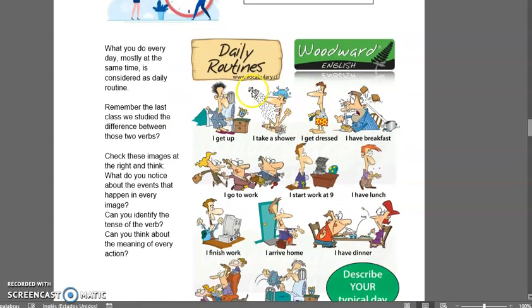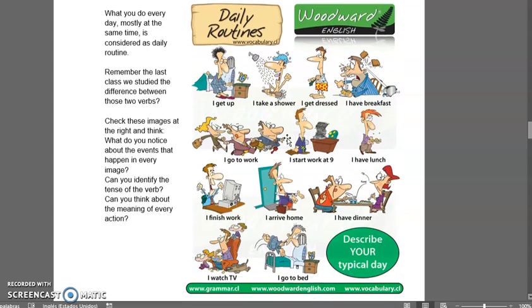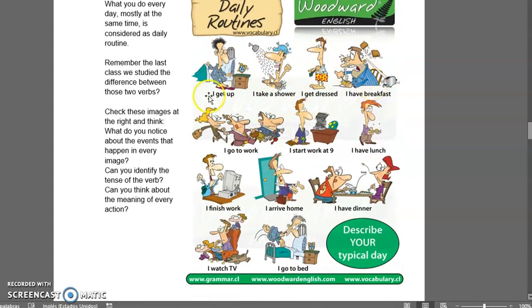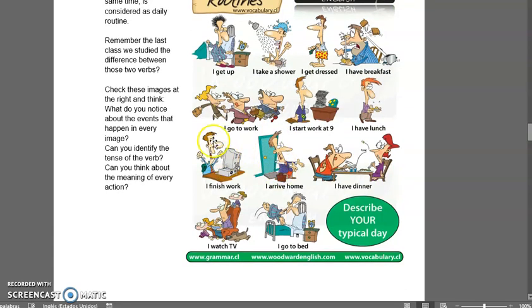Can you tell me what's going on here? Please, I want you to check all these images very closely and analyze them and try to grasp the meaning of their definitions. This is the way, this is the form, this is the grammar structure that we use when we are communicating daily routine.